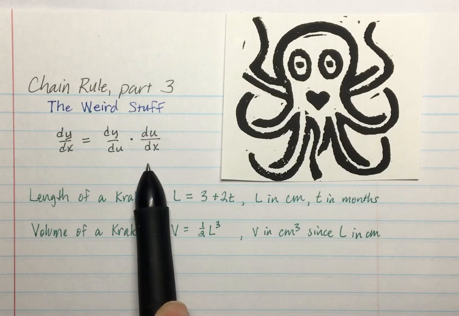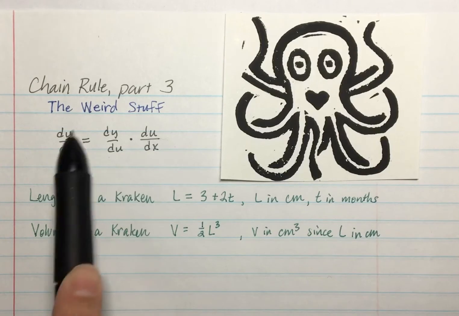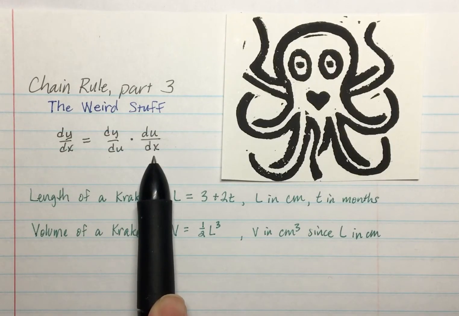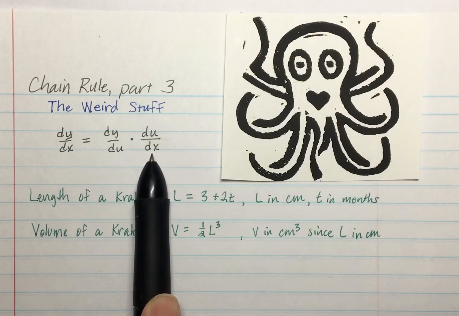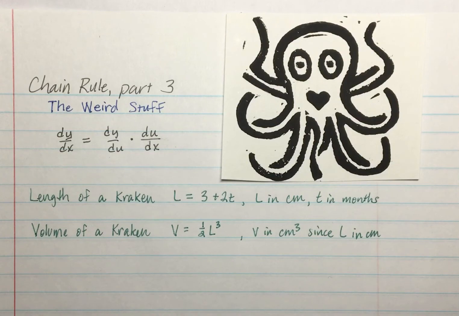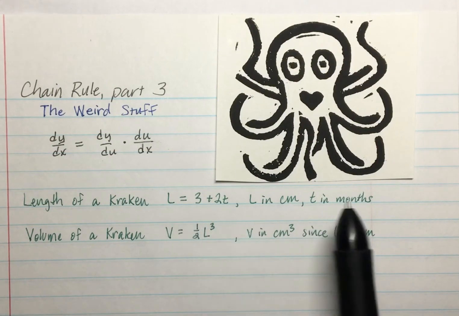So the best way to see how this works is to see an example. This weird version of the chain rule, which doesn't even look like the chain rule, usually shows up in story problems. So I've created a story problem for us, and it's dealing with the totally real creature of the Kraken.